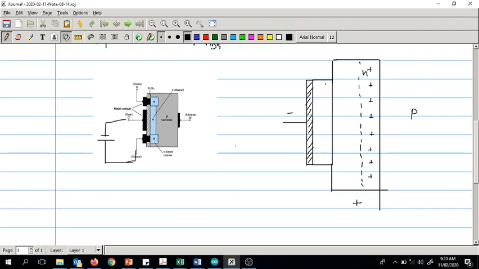What is the direction of electric field in here? Electric field would be from positive side to the negative side. Which direction would be the push for the electrons? Electric field is for the attraction for positive charges. Now because this side is negative, the electrons in here would be pushed away to the substrate because this is negative due to this electric field.